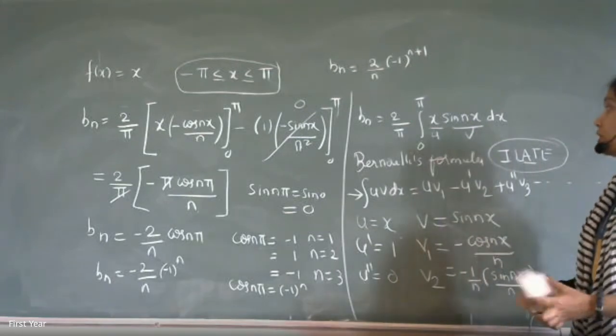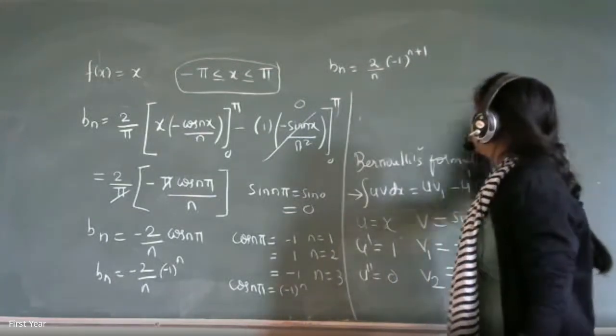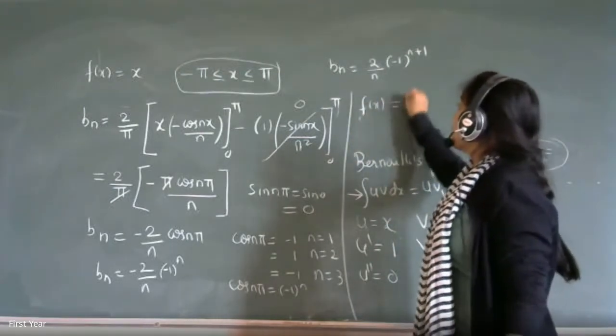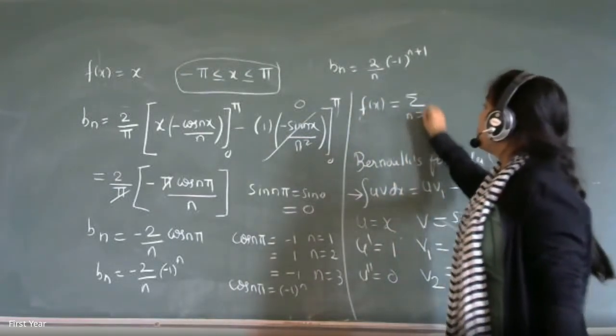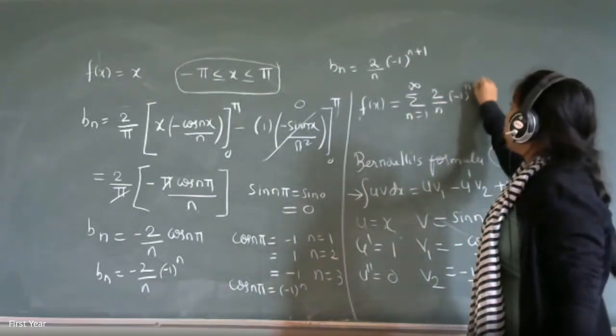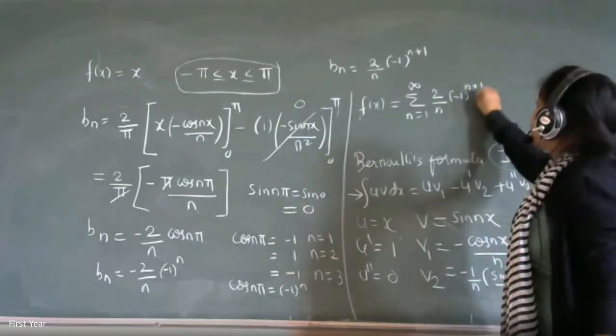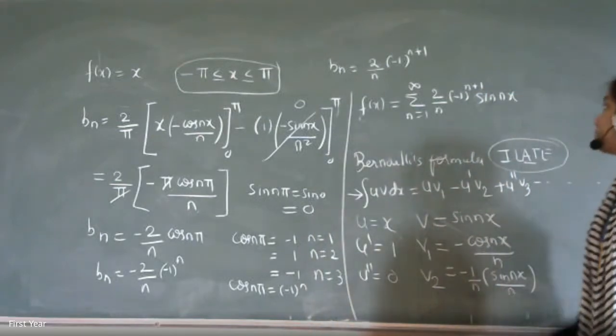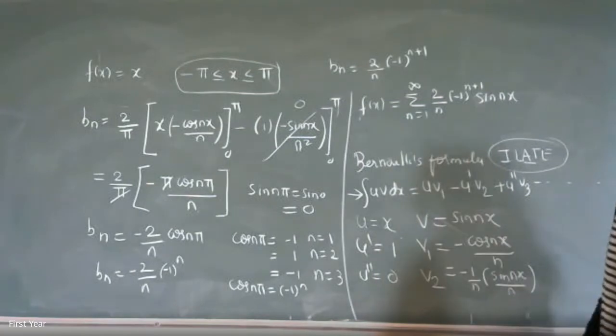And that's why your Fourier series will now be f of x is equal to summation n from 1 to infinity 2 upon n into (-1) to the power n plus 1 sine of n x, in the interval minus pi to pi. So that's your answer. Is this okay?